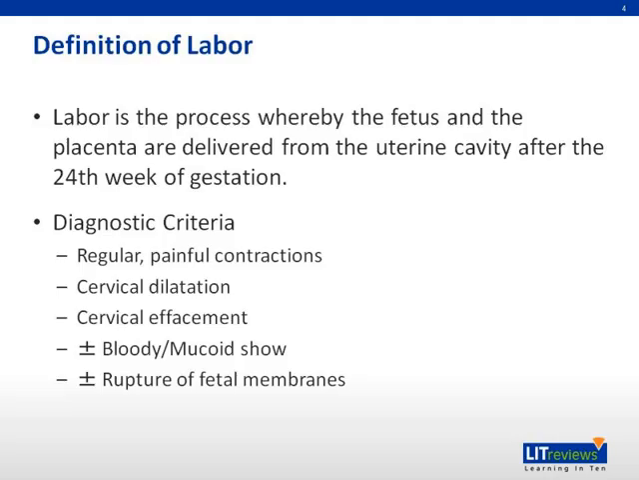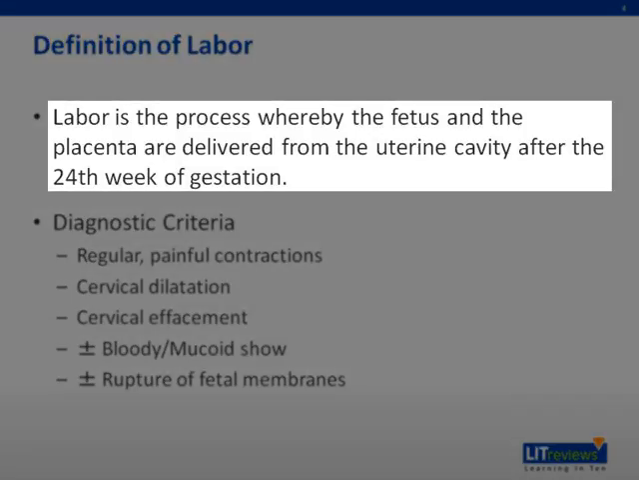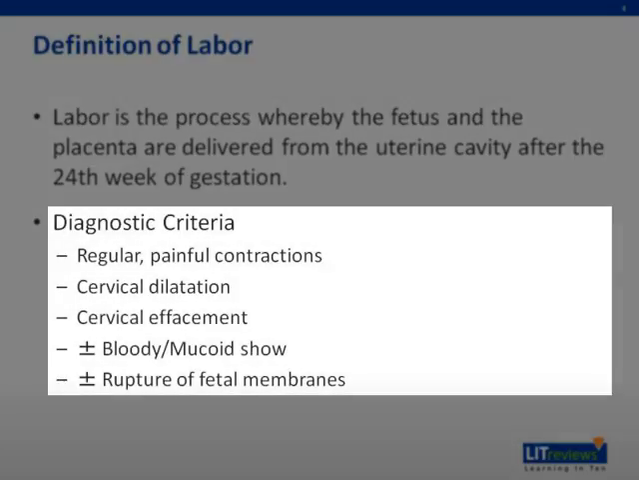Labor and its stages. Labor is defined as the process whereby the fetus and the placenta are delivered from the uterine cavity after the 24th week of gestation. It is diagnosed in the presence of regular, painful uterine contractions, cervical dilatation, and cervical effacement. It is also commonly accompanied by the presence of vaginal show and rupture of fetal membranes.